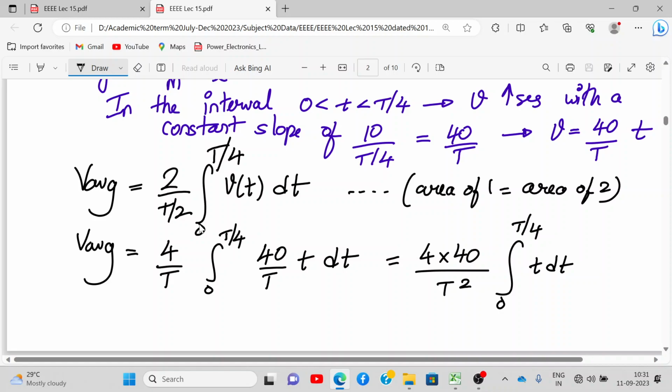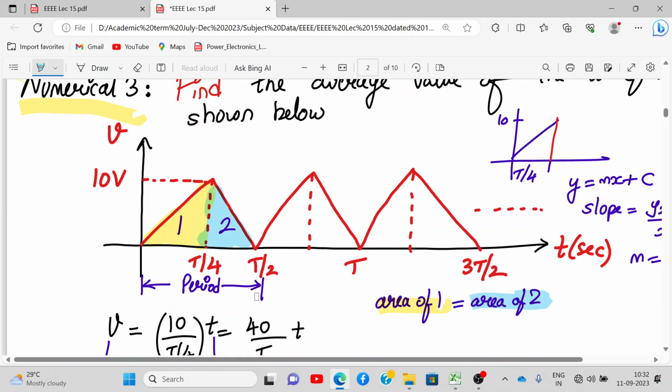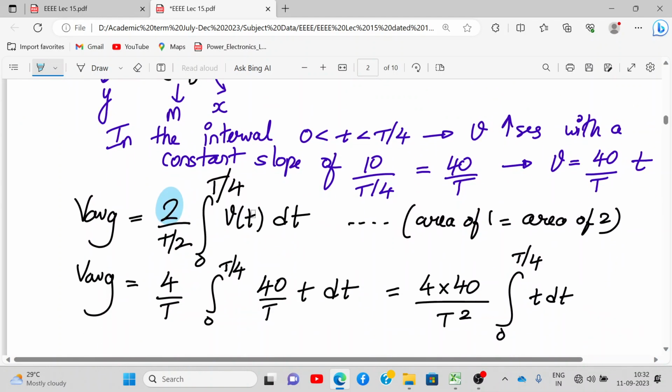Got it or still confused? You have understood how this 2 came? This is clear because twice the area. How did this T by 2 come? Because we are considering from 0 to T by 2 now. How is this T by 4? Why is this integral 0 to T by 4? Yes, half cycle, that's why.